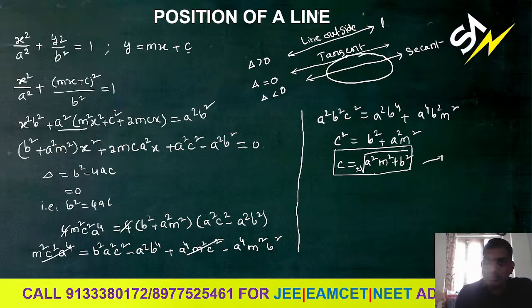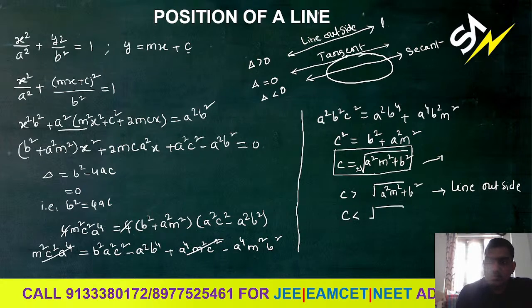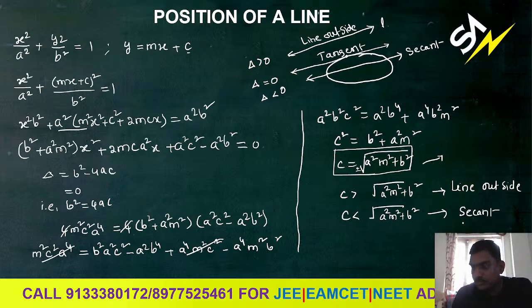Here particularly we are talking about the position of a line, right? If c is this, then we can get a tangent line. If c is greater than under root of a square m square plus b square, then we can get a line outside. Next, if the c value is less than under root of a square m square plus b square, then we can get a secant line. Clear?